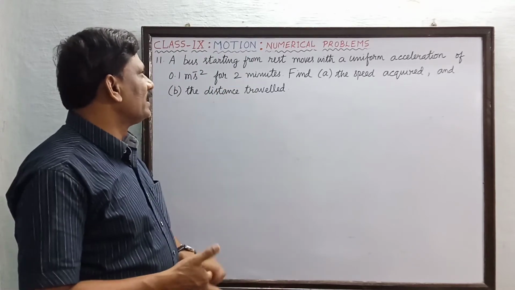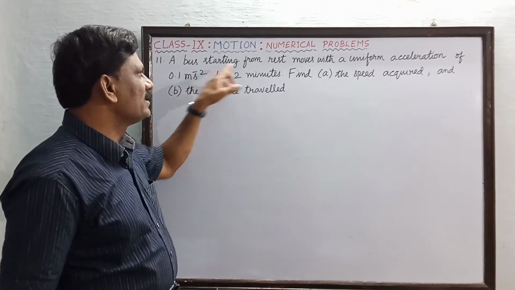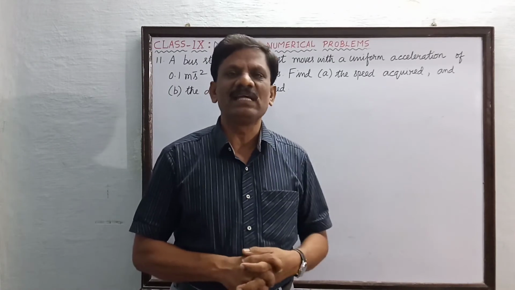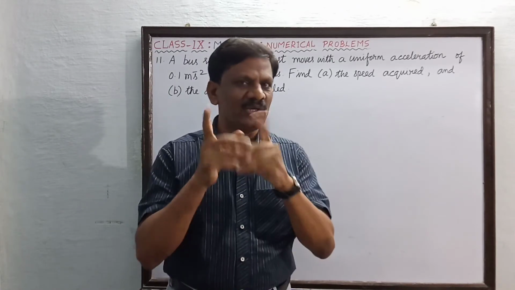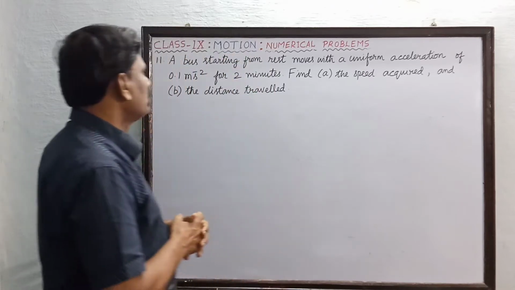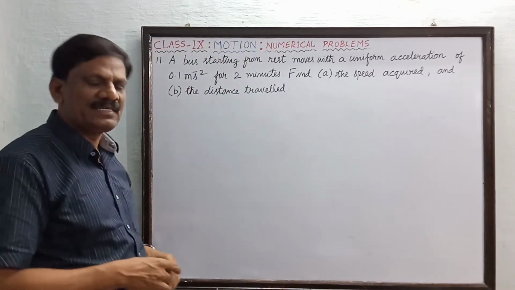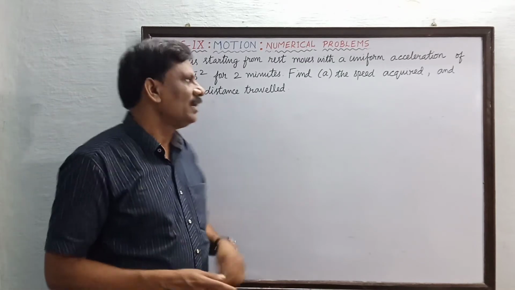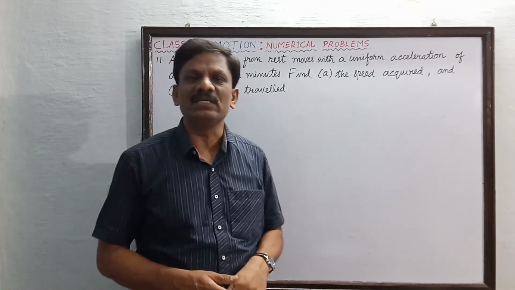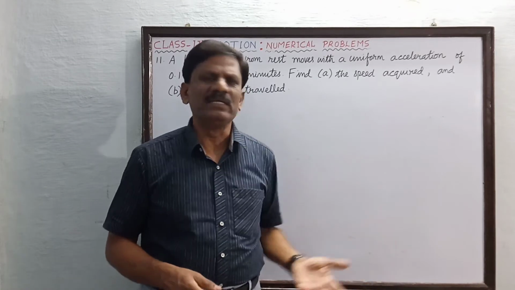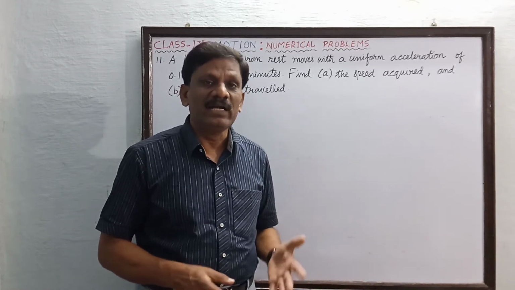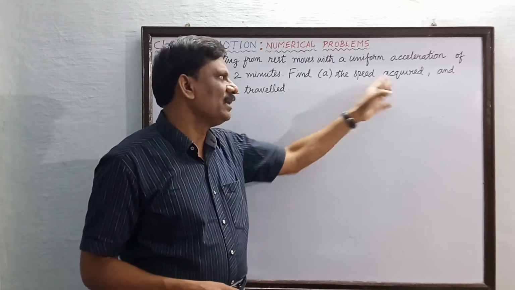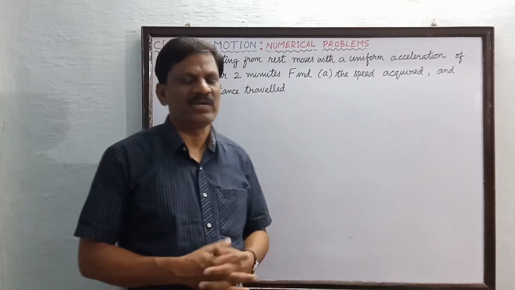What hint is given at the beginning of the sum you see here? A bus starting from rest means what is given? Yes, its initial velocity u is equal to 0. Then its acceleration is given in SI unit, that is direct 0.1 meter per second square. And the time taken is given in which unit? Minutes. So we have to convert it into second. And the quantities we have to find are the speed acquired and the distance travelled.